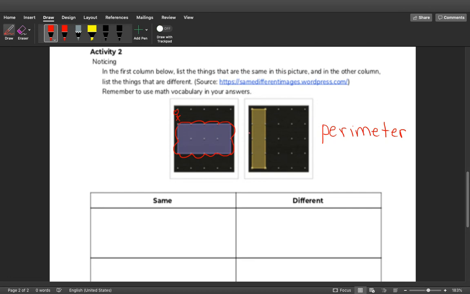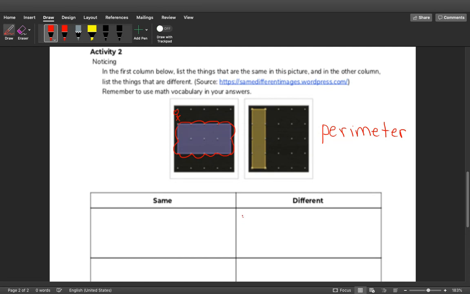And remember, we call it units because we don't know here if it's inches or feet, or maybe each of those little spaces is a mile. We don't know what that unit is, so we just call it units. So the first rectangle has the perimeter of 12 units.